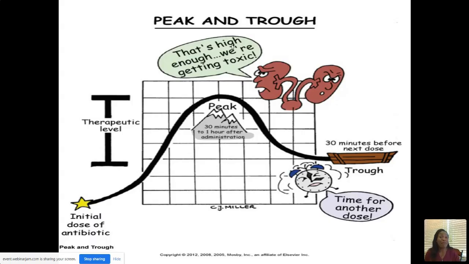3:30, yes. So let me give you a different example to make sure you get it. Your peak is done 30 minutes after you give your dose. Your trough is done 30 minutes before your next dose. So here's your NCLEX question. Mrs. Jones is on vancomycin, and it's every 6 hours. Your next dose is at 3 p.m. So when do you do your peak and when do you do your trough? I want you to do your peak and trough with the next dose. Your next dose is due at 3 p.m. and she's on it every 6 hours.